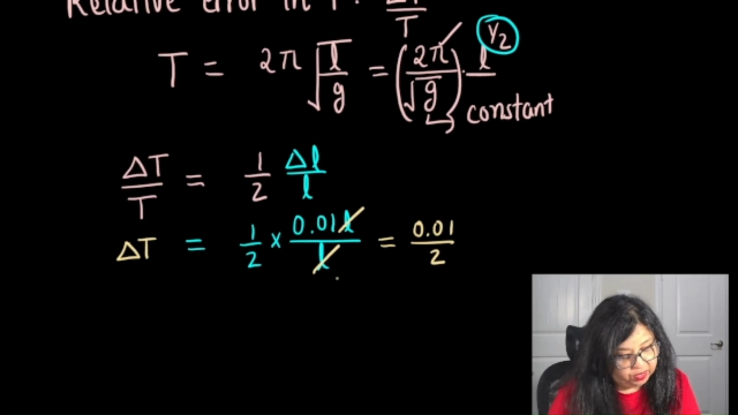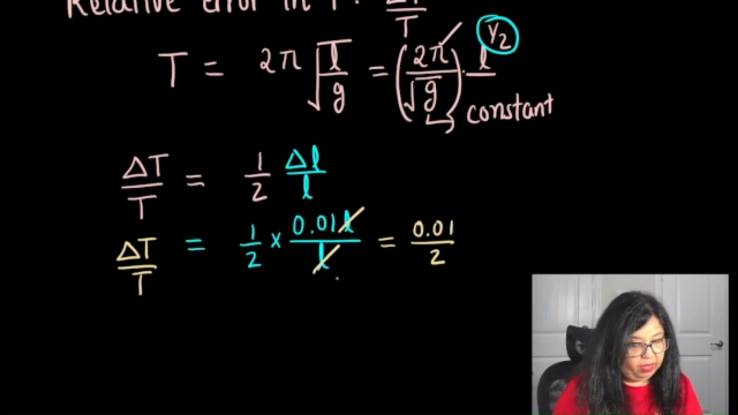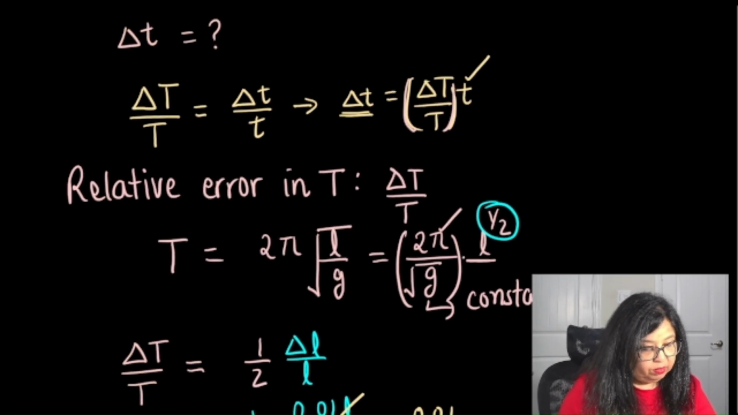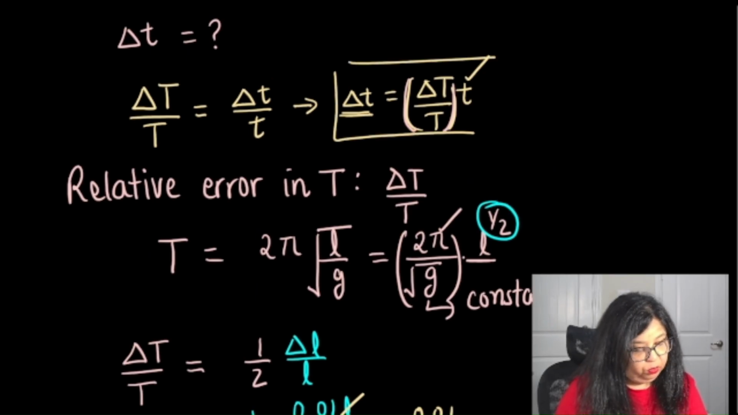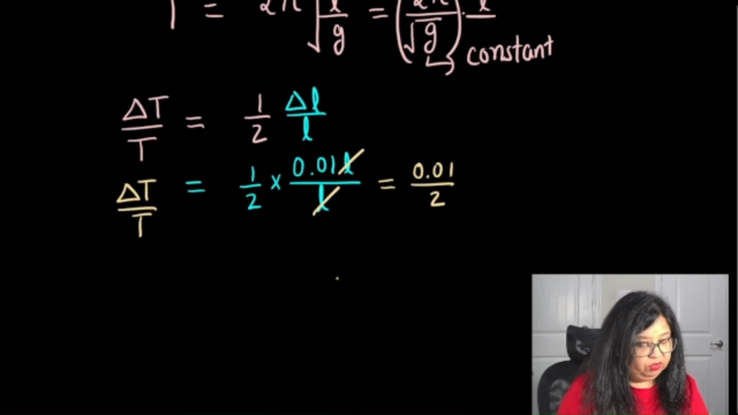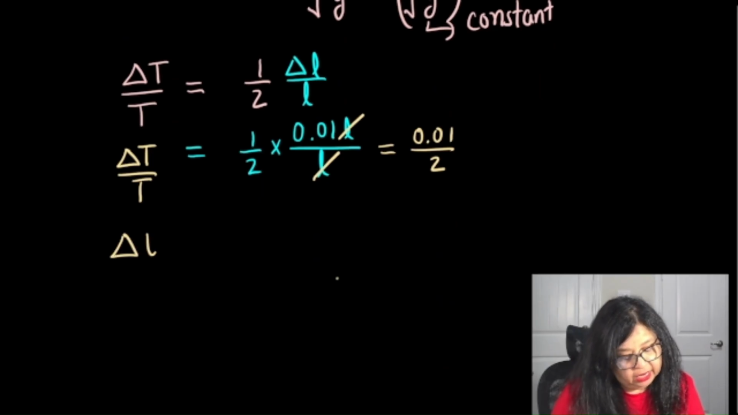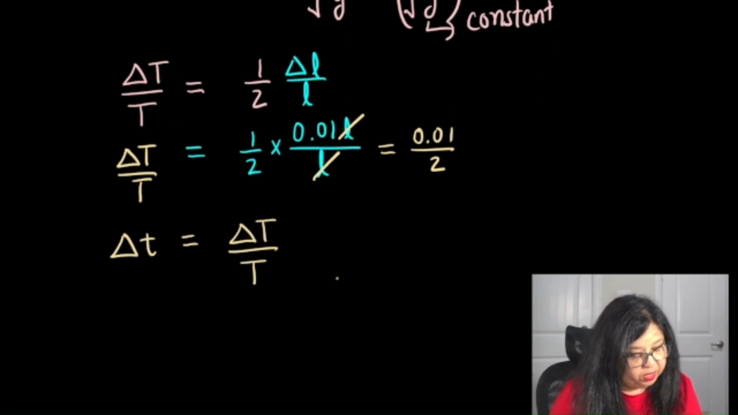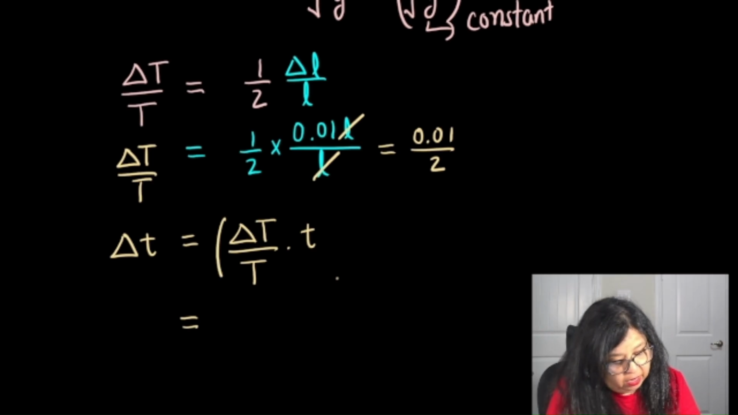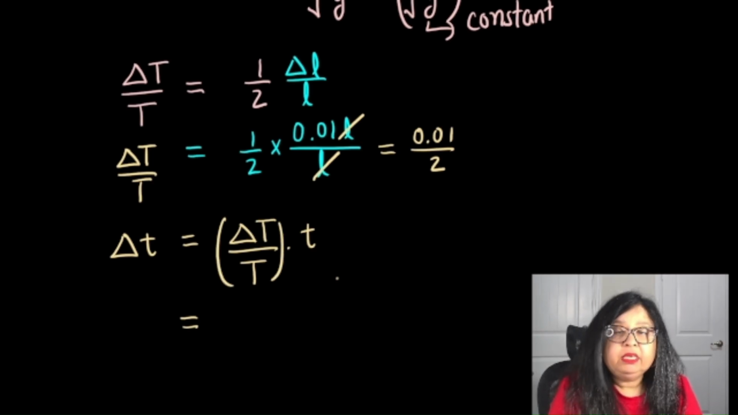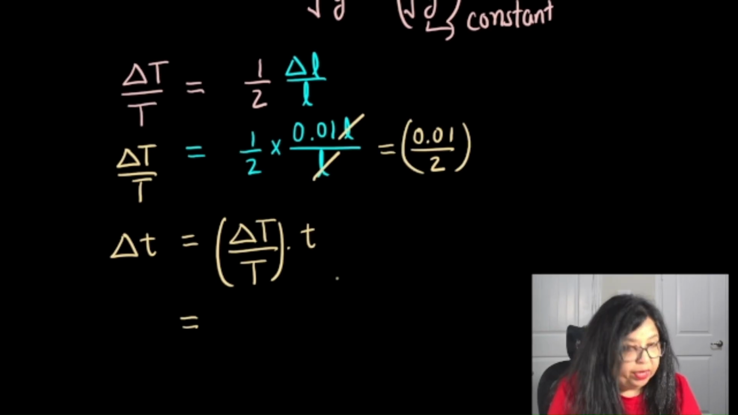Let's keep it like this for now. Okay, then from over here, this equation over here, I'm going to use this equation now. Delta lowercase t equals delta uppercase T divided by uppercase T times lowercase t. Alright, now delta t over t, the relative error in the time period, is equal to what? 0.01 divided by 2.